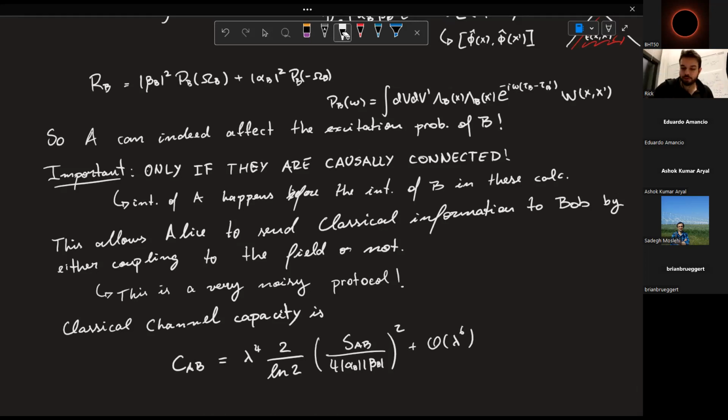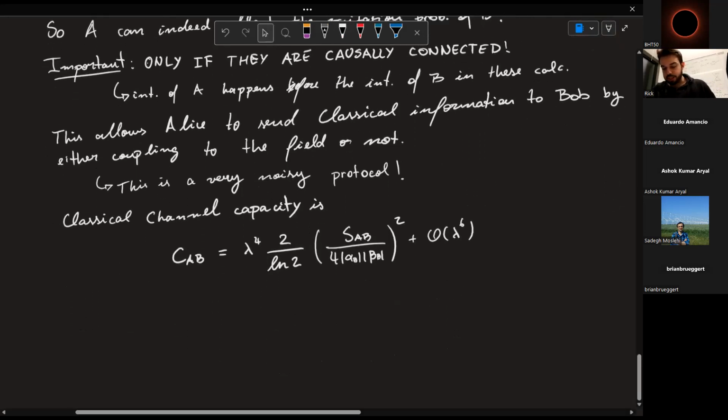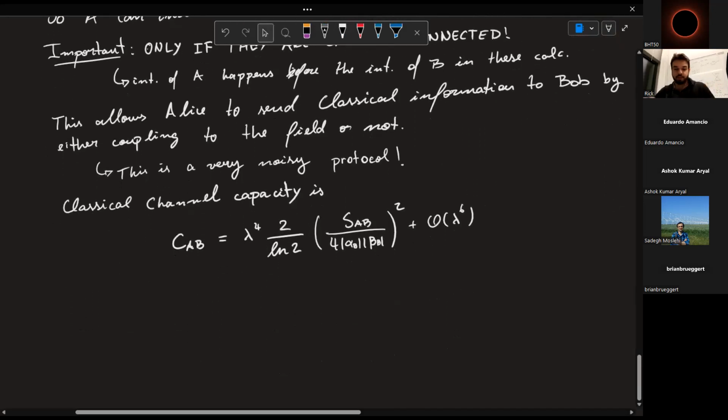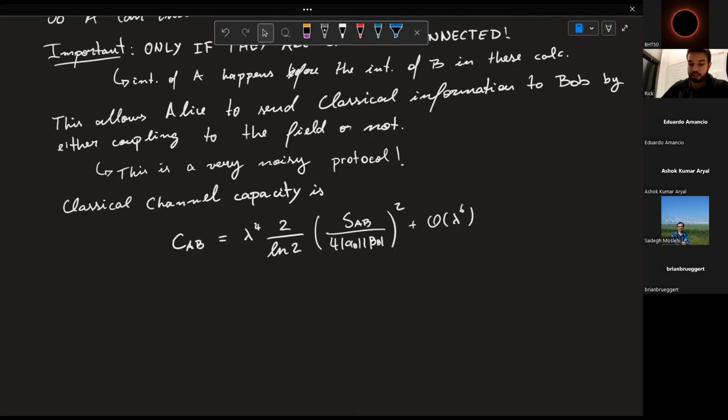you can send some information from Alice to Bob, but this is kind of annoying because the interactions are very weak, and we're just trying to use the interactions in a very silly way, right? We're either trying to couple or not, and then affect the excitation probability of Bob. What could we do that is a little bit better? Maybe we can even get Alice and Bob entangled or something like this, using the interactions with the field. Can we do something like this?